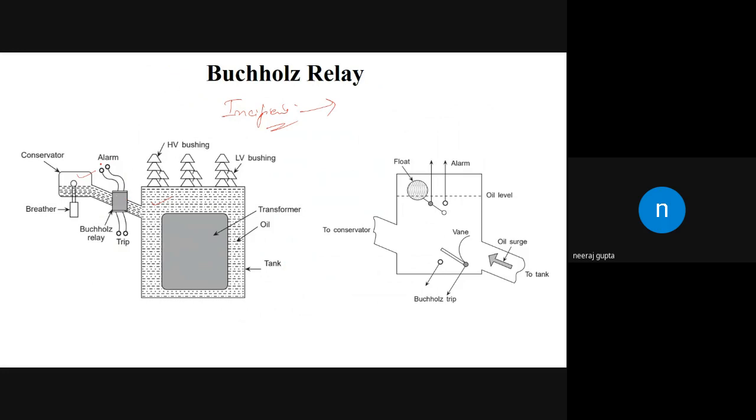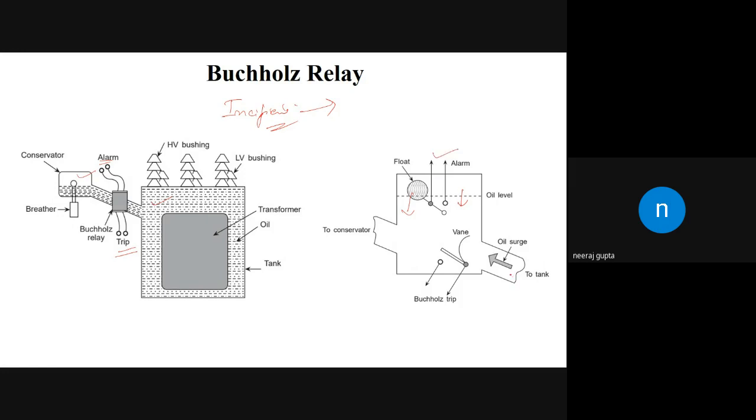It has two types of contacts: one is the alarm contact, and one is the trip contact. Let us suppose the alarm contacts are connected to a float, and if the level of the oil decreases, then this float will come down, and an alarm will go to the concerned person. The alarm is connected to some panel, and it will show that the oil is less in the transformer.